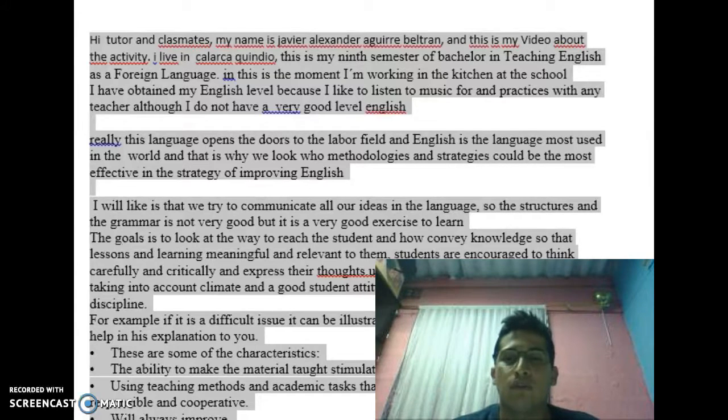This is the language most used in the world, and that is why we look for methodologies and strategies to be the most effective in improving English. What I would like is that we try to communicate all our ideas in the language. So the structures and the grammar are not very good, but this is a very good exercise to learn.